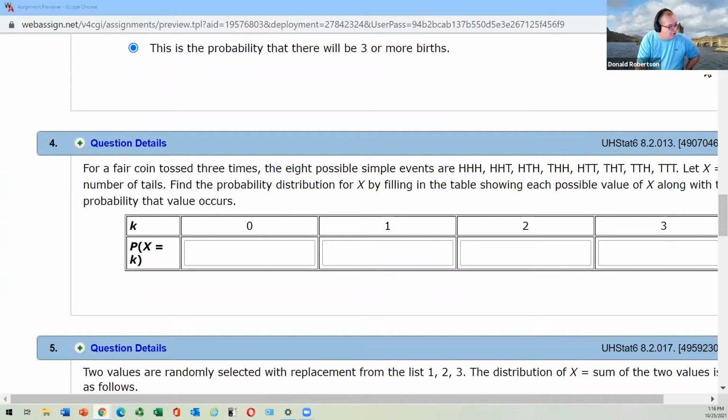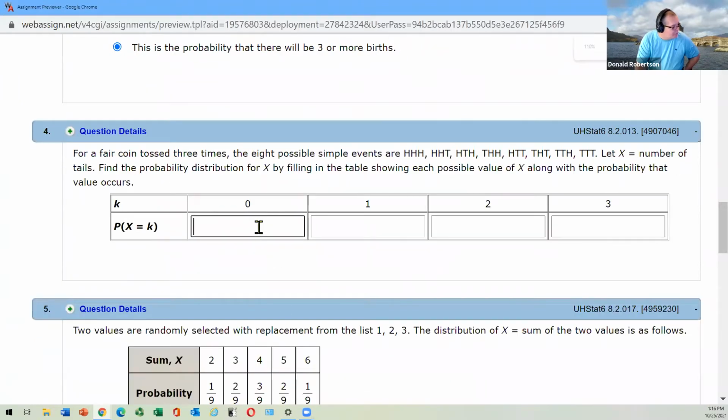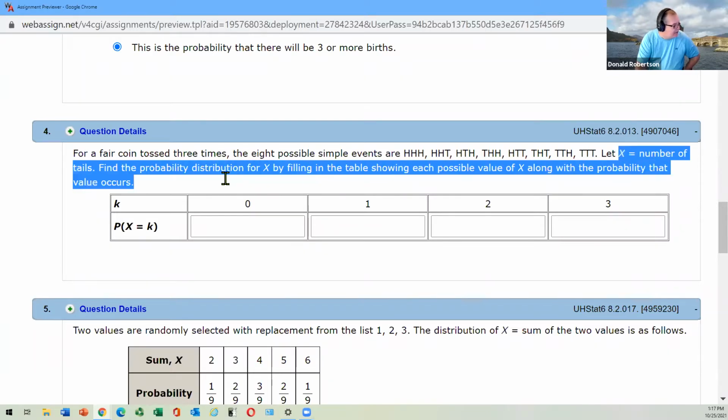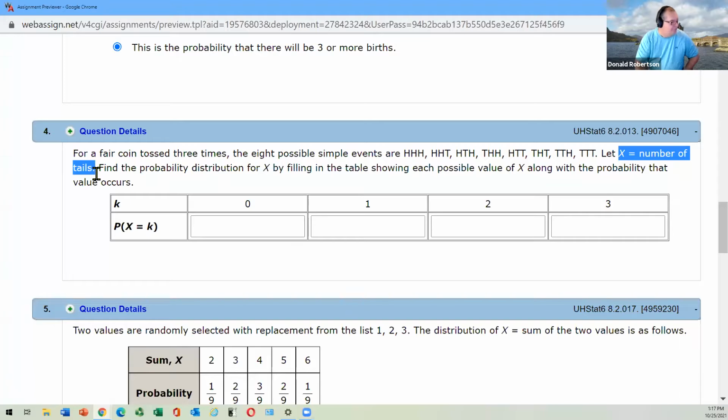Next one, we are going to build a probability distribution for x, and what's x going to be? X is going to be the number of tails. Okay. So there are 8 things that can happen when you throw 3 coins. Here are the 8 combinations and they're all equally likely.